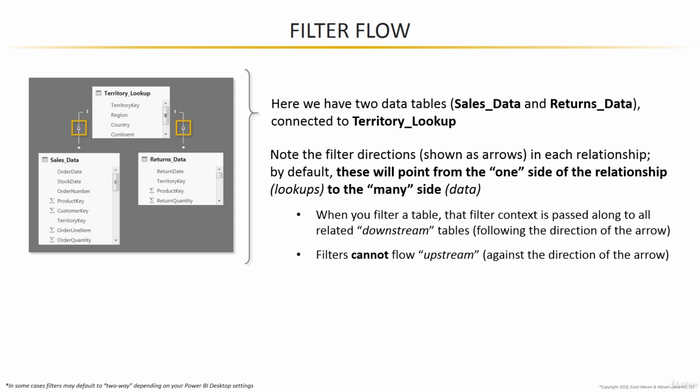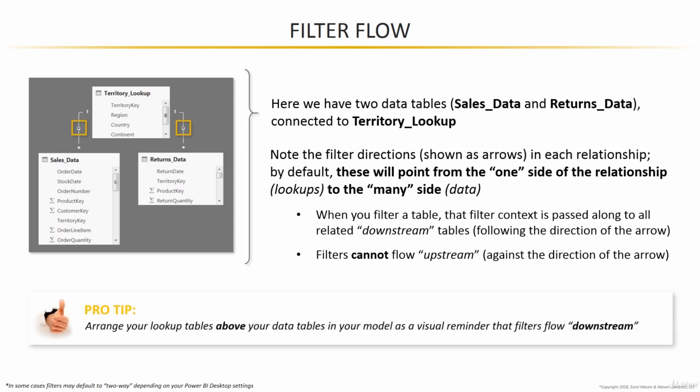And by contrast, filters or filter context cannot flow upstream. In other words, it cannot flow against the direction of the arrow. So you can almost think of these relationships as filter wires, because that's all that relationships do: they pass filter context back and forth between tables.